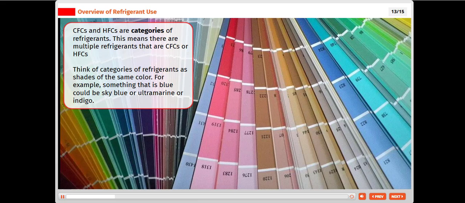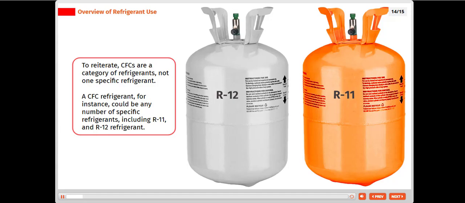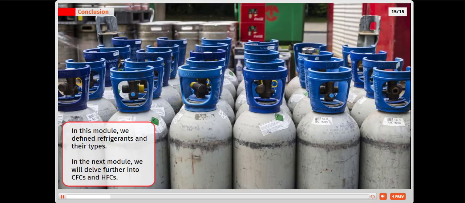CFCs and HFCs are categories of refrigerants. This means there are multiple refrigerants that are CFCs or HFCs. Think of categories of refrigerants as shades of the same color. For example, something that is blue could be sky blue or ultramarine or indigo. To reiterate, CFCs are a category of refrigerants, not one specific refrigerant. A CFC refrigerant, for instance, could be any number of specific refrigerants, including R11 and R12 refrigerant. In this module, we define refrigerants and their types. In the next module, we will delve further into CFCs and HFCs.